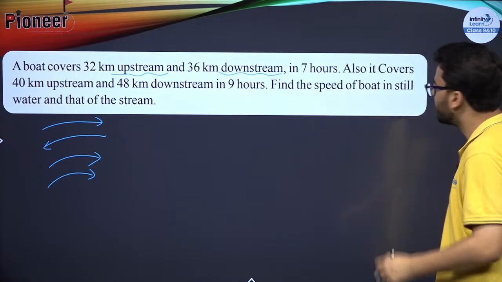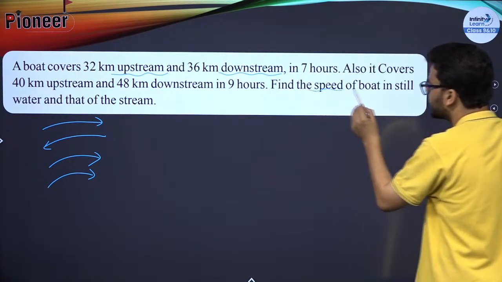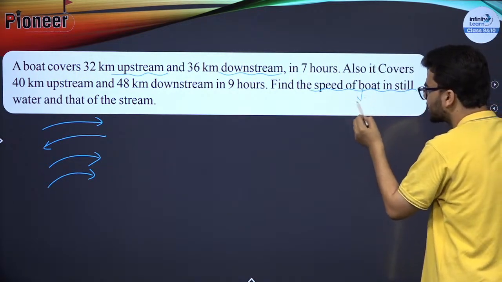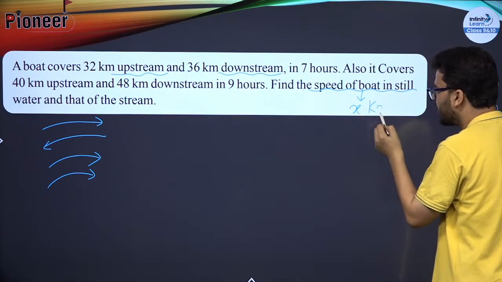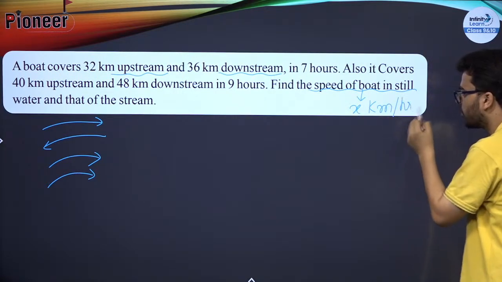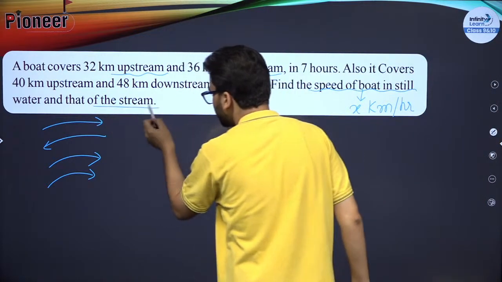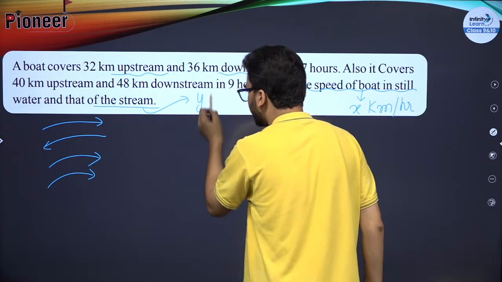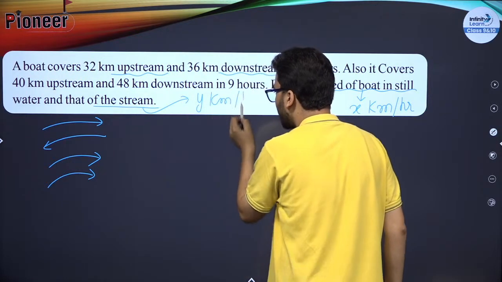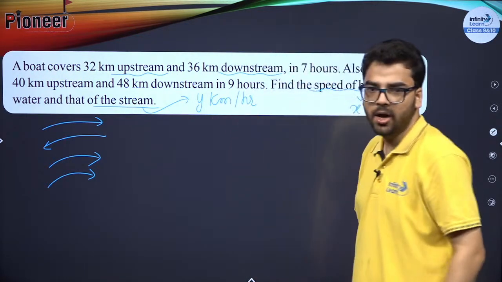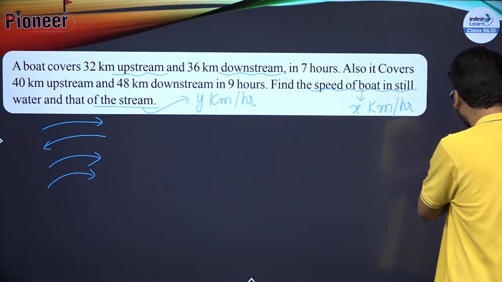Now two things are there. Find the speed of the boat in still water. So the speed of the boat in still water, just assume that it is x km per hour, and the speed of the stream, just assume that it is y km per hour. Right? Now understand one thing, guys.